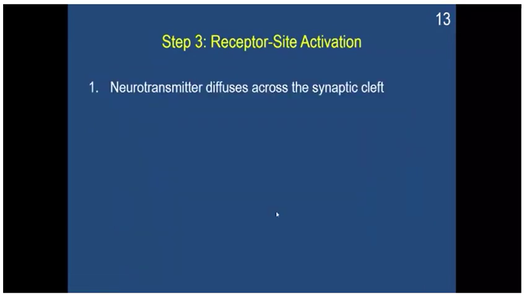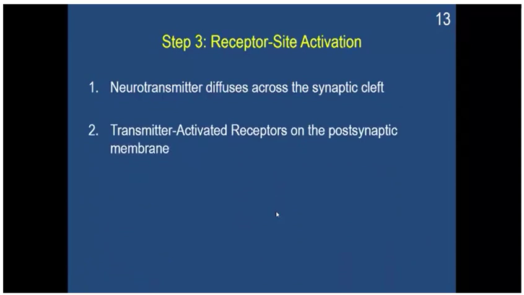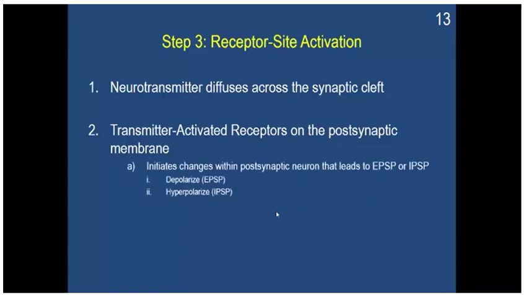For that neurotransmitter to have any impact, there has to be a receptor on the postsynaptic cell that is sensitive to the neurotransmitter that's being released. And there are 2 types of messages that can be sent. There are depolarization, which is the EPSP we talked about, or hyperpolarization, which is the IPSP. Only 2 messages that can be sent. So when a receptor is activated, it's going to receive one of those 2 messages.